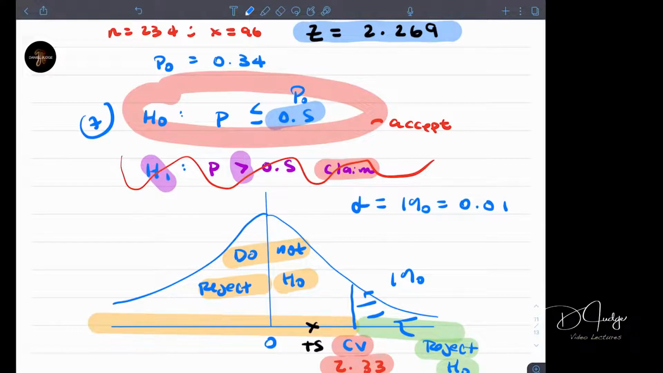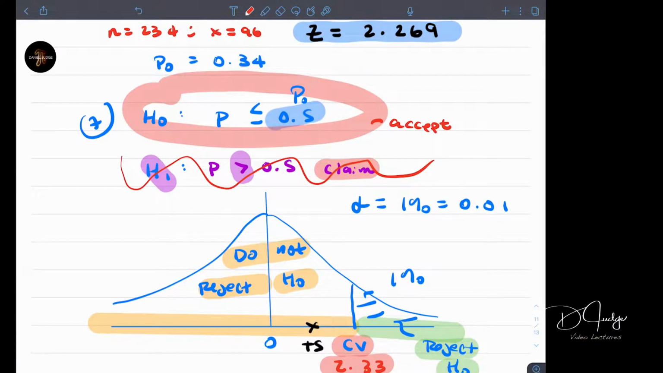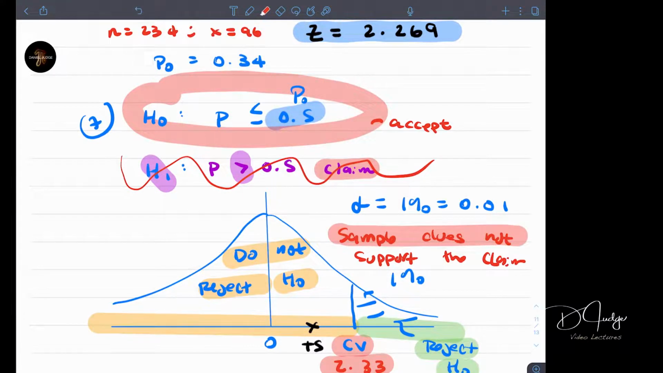So the moral of the story here is this. Because your test statistic lives in the do not reject the null neighborhood, you're accepting the null. The claim was the alternate. Throw that out. Final conclusion: the sample does not support the claim, ladies and gentlemen. All right, that's number 7.